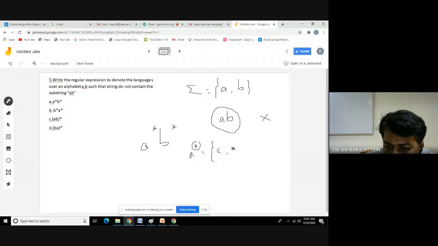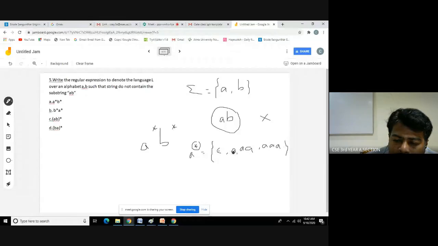Followed by one a, two a's, three a's, like that you can generate the a's in the given a star language. So a star is your language, and from this language I generated the strings epsilon, a, aa, aaa, aaaa, aaaaa, like that. Now what is the condition? a star, b star. What strings can be generated for a star, b star?